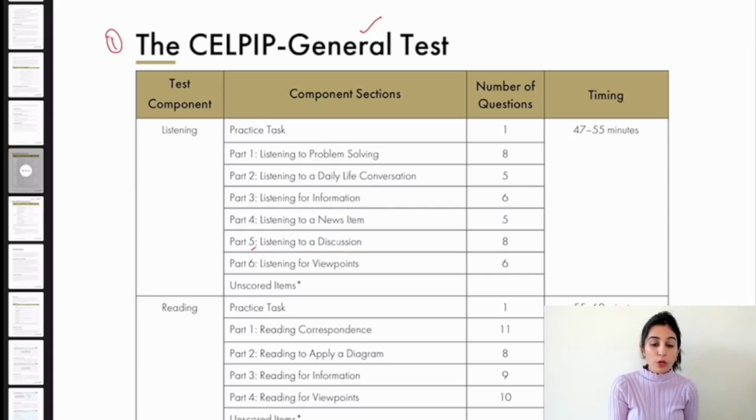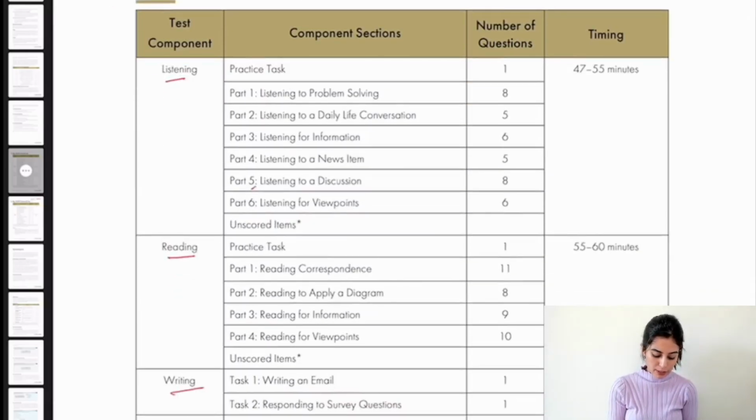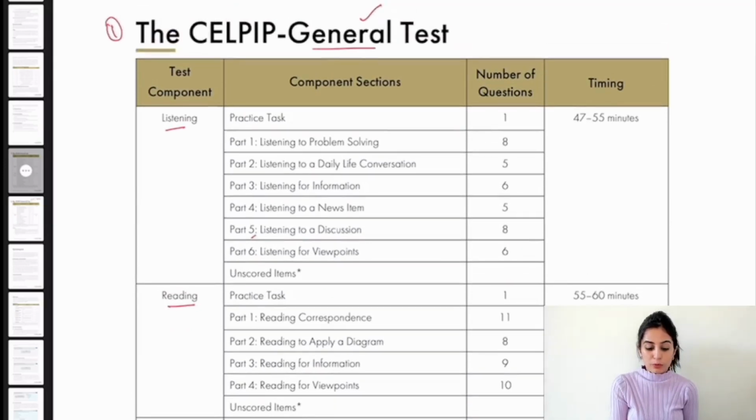The modules or the skill sets that are tested are listening, reading, writing, and speaking in case of the CELPIP general test, which is majorly targeted at the audience that wants to get their Canadian PR, and also if you want to get enrolled into certain colleges in Canada. So the very first part of the listening test is called the practice task. It is also called part 0, wherein there would be one question and you will have to solve this question.